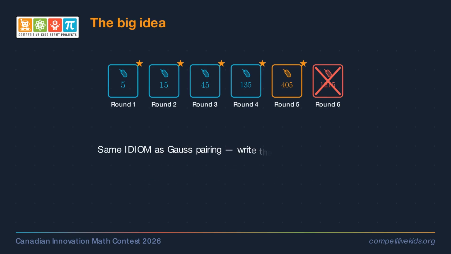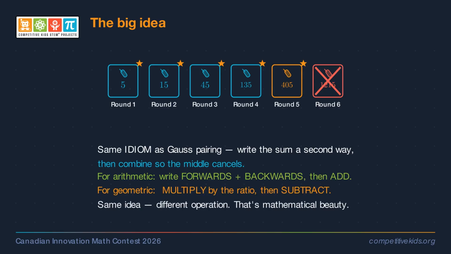And here is the big lesson. Watch how the same idiom solved both kinds of problems. With an arithmetic sum, numbers growing by adding, we wrote the sum forwards and backwards, then added. The middle pairs all matched. With a geometric sum, numbers growing by multiplying, we wrote the sum once, then multiplied by the ratio, then subtracted. The middle terms all canceled. Same idea, different operation. Write the sum a second way, then combine. And the messy middle disappears.